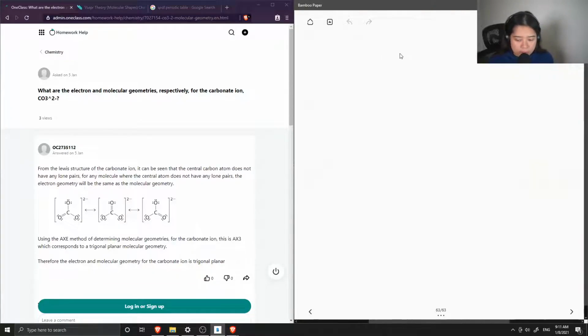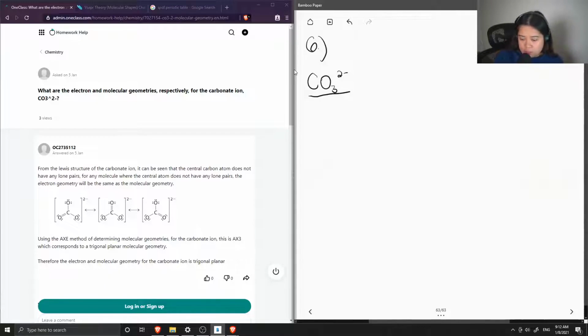All right, so on to question number 6. What are the electron and molecular geometries, respectively, for the carbonate ion CO3 2-? Before we get into the geometries for this ion, we need to first draw out its Lewis structure. So we need to first determine the total valence electrons for this ion.